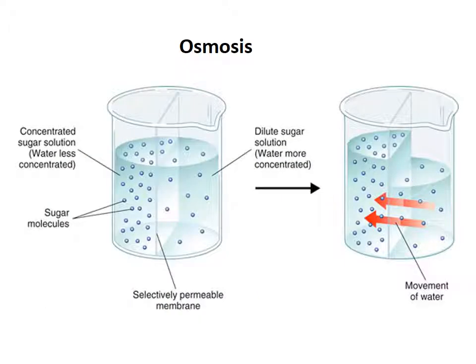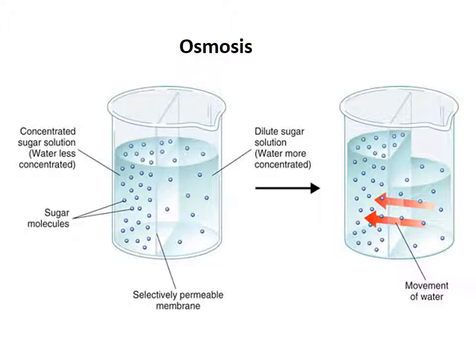Here is an illustration showing you osmosis. On the left-hand side, you see a beaker that is separated by some semi-permeable membrane. On one side of the membrane is a concentrated sugar solution, so there's less water. On the other side, there is a very dilute sugar solution, and the sugar is represented by the blue dots.